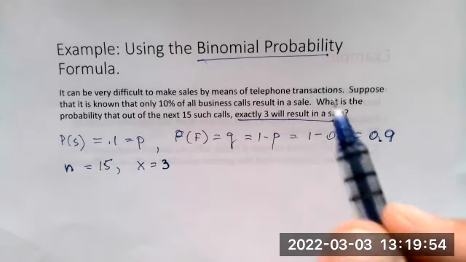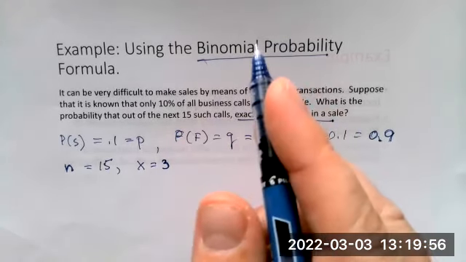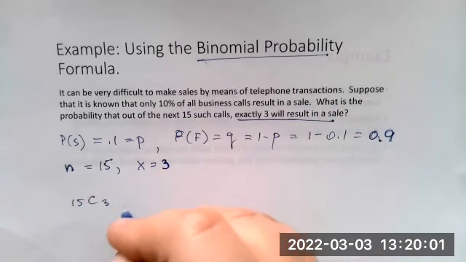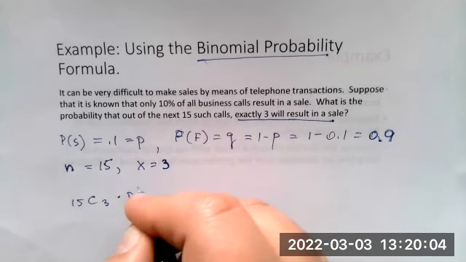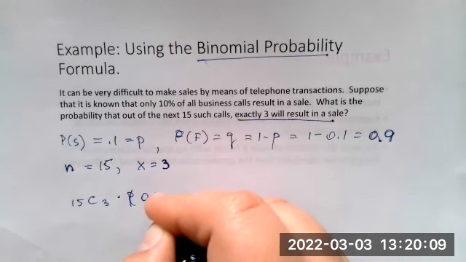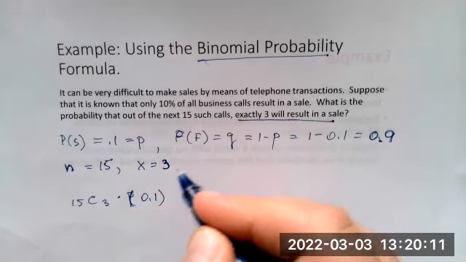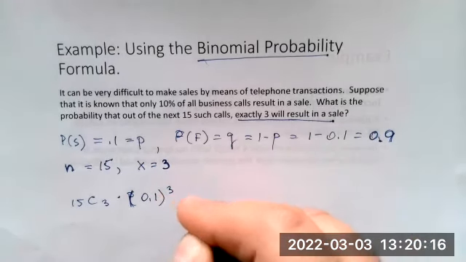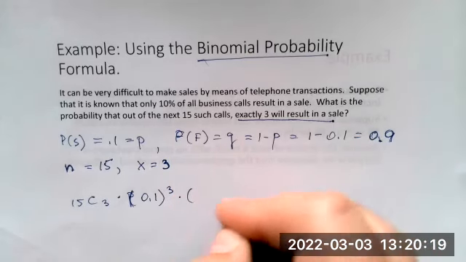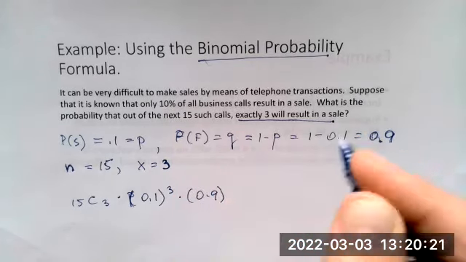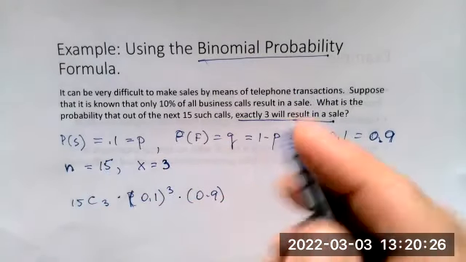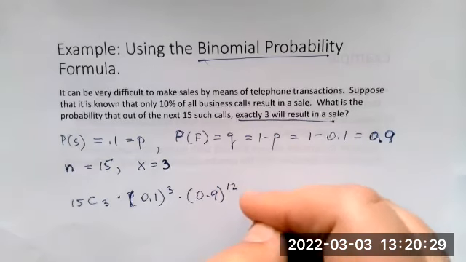Okay. So we can plug it into our formula. We have 15C3 multiplied by p, which is 0.1, to the power x, which is 3, multiplied by q, 0.9, to the power n minus x. So 15 minus 3 will be 12.